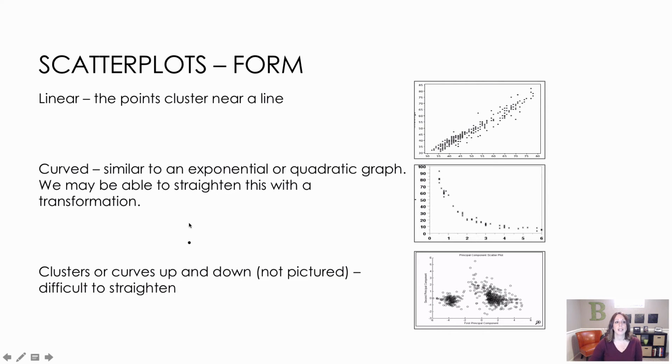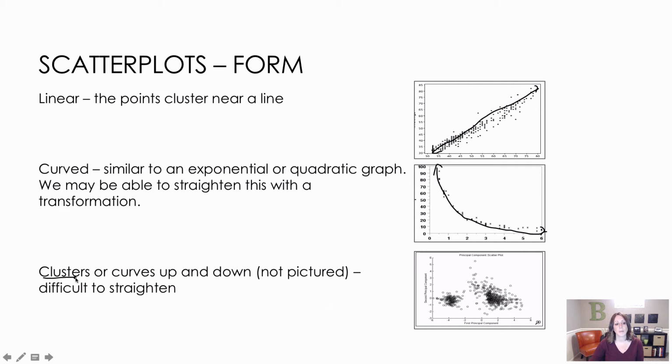So the form is either linear, and of course that's what we're going to focus on in this section, when it actually is linear. But obviously that only accounts for a small portion. So it could be that it's curved, like this. We can see if we were to draw a line of best fit, it would look more curved than straight. Quite often, if we have something that's exponential or quadratic, as we have here, we may be able to straighten it with a transformation, which we'll talk about more this week.